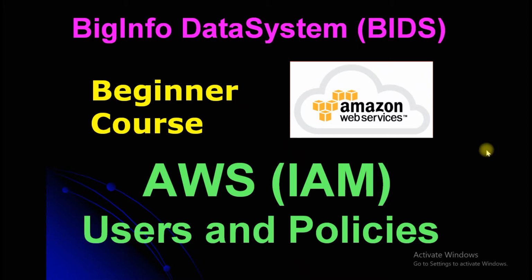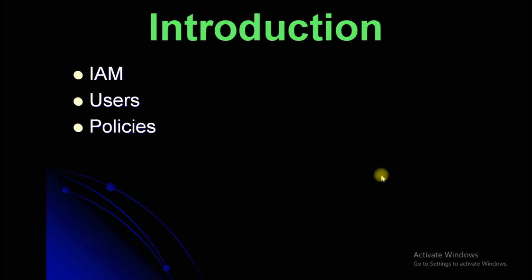So in today's video we will discuss users and policy, and before that you should know what is IAM. IAM is basically Identity and Access Management, where you manage AWS users and their access to the AWS services. So in this tutorial we are going to discuss what are users and policies.